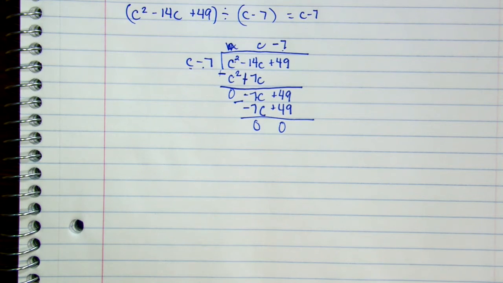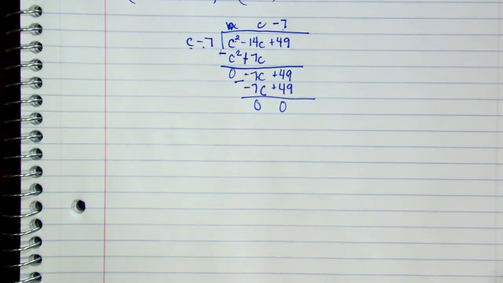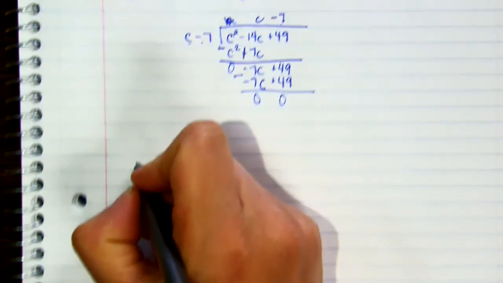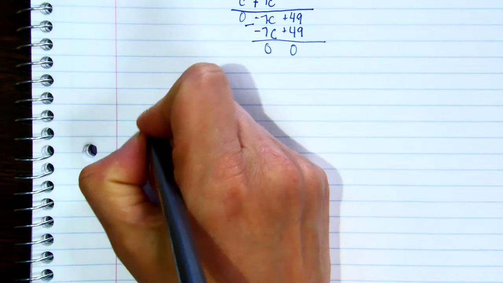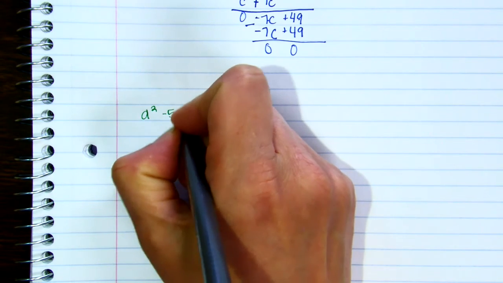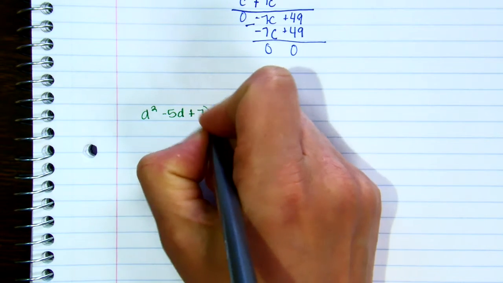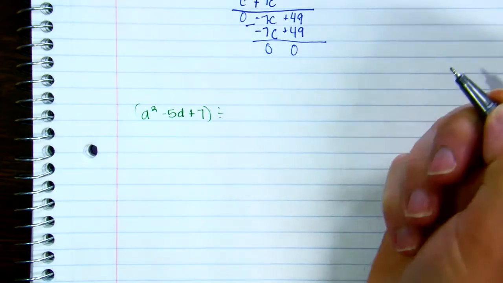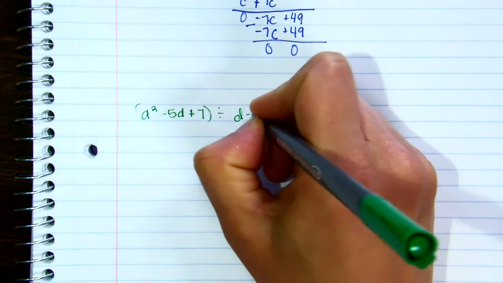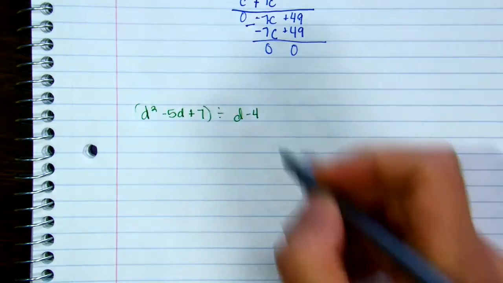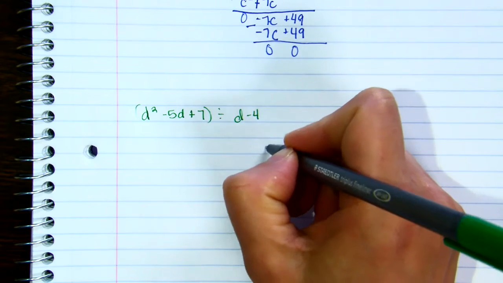So let's do another example where we don't have a remainder. And hopefully you will start getting the idea of what's going on here. So I'm going to do d squared minus 5d plus 7 divided by d minus 4. So I'm going to set it up the same way.